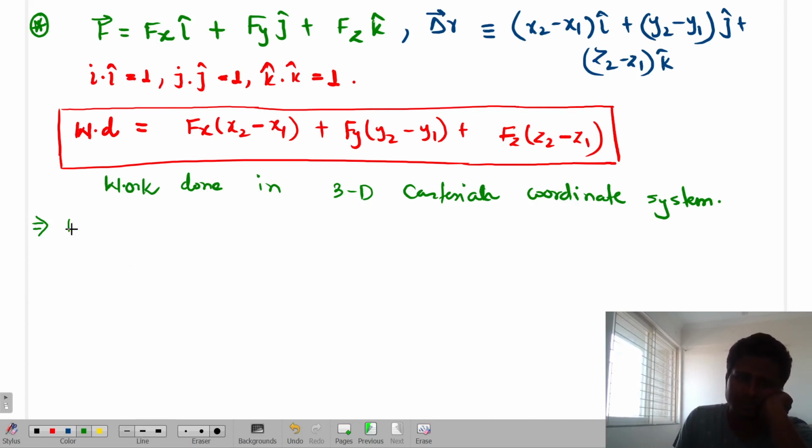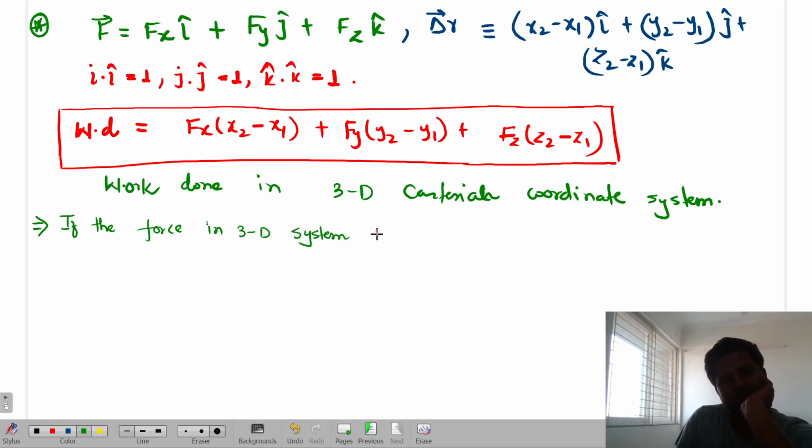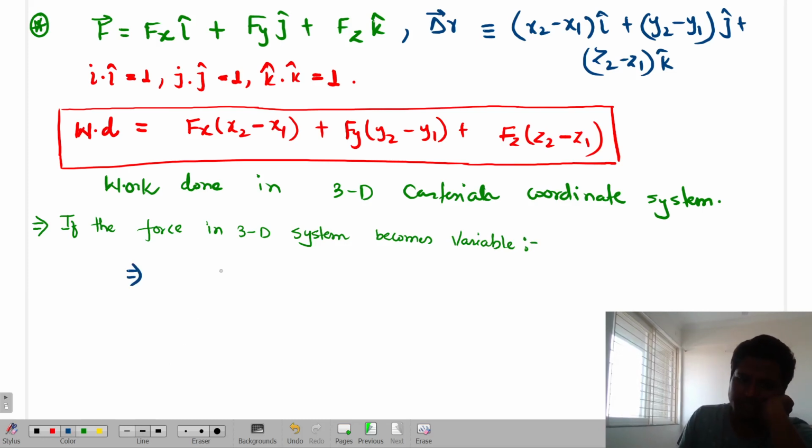As we know that the force can be variable also, isn't it? So if the force in the three-dimensional coordinate system becomes variable, it means that the force will vary with the x coordinate, and with the y coordinate, and also with the z coordinate.